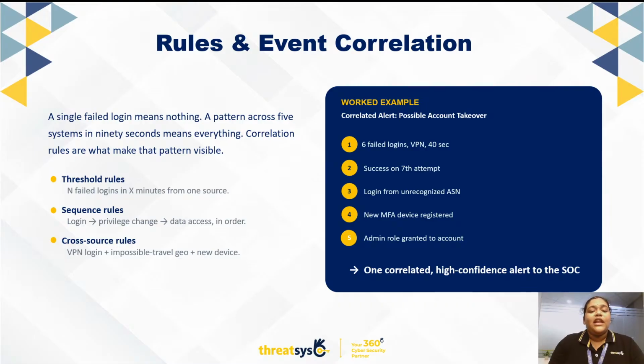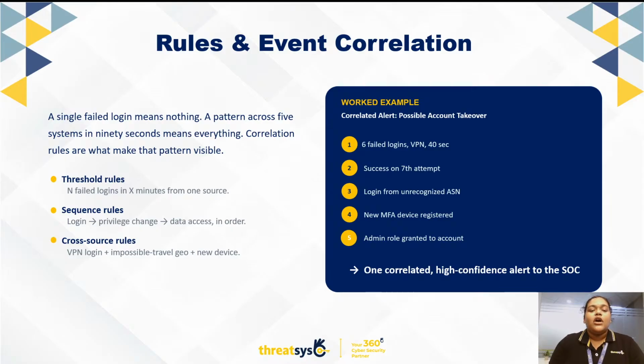Let's take a simple account takeover for example. First, we have 6 failed login attempts through the VPN within 40 seconds. Then the seventh attempt is successful. The account is then seen logging in from an unrecognized autonomous system number. After that, a new MFA device is registered. Finally, the account receives an administrator role.